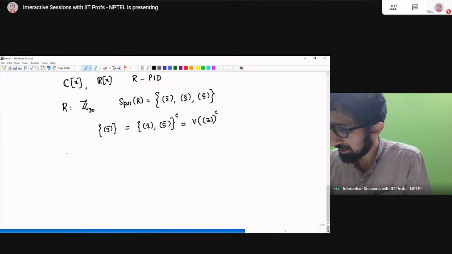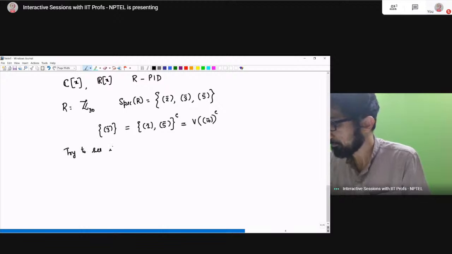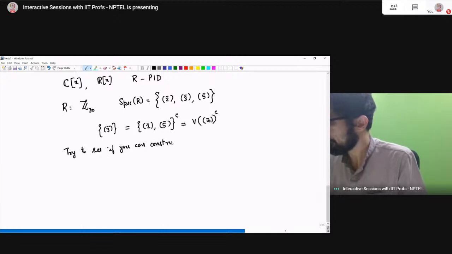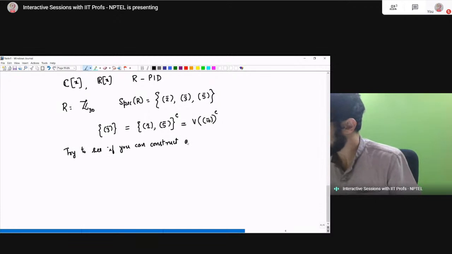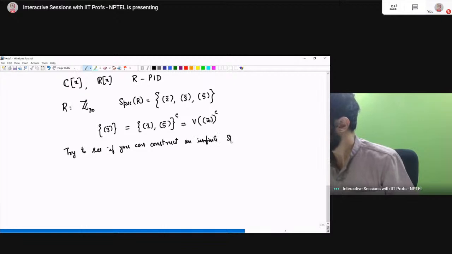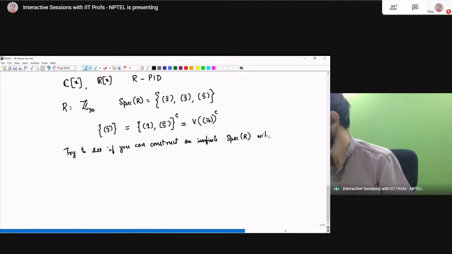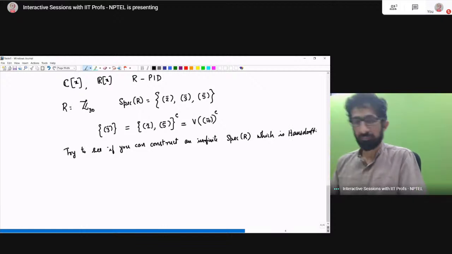Now, try to see if you can construct an infinite Spec R which is Hausdorff.